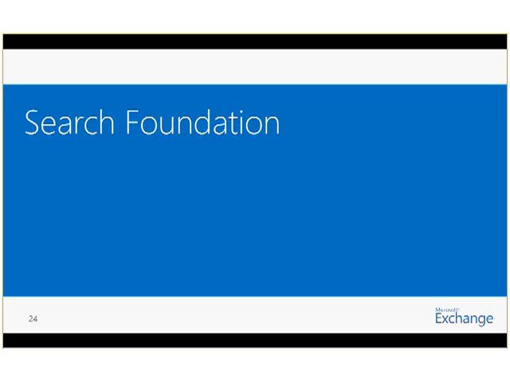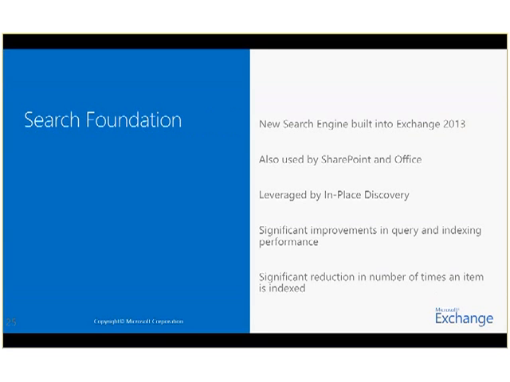Okay, let me introduce you to Search Foundation next. In Exchange 2000 and 2003, we used a product called Microsoft Search, and we used version 2. In Exchange 2007, we used Microsoft Search version 3, and Exchange 2007 SP3 updated that to Microsoft Search 3.1, which is what we also used in Exchange 2010.